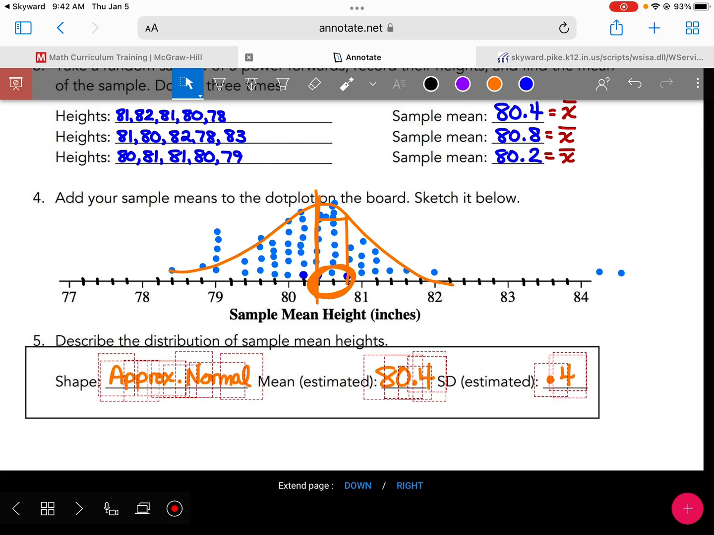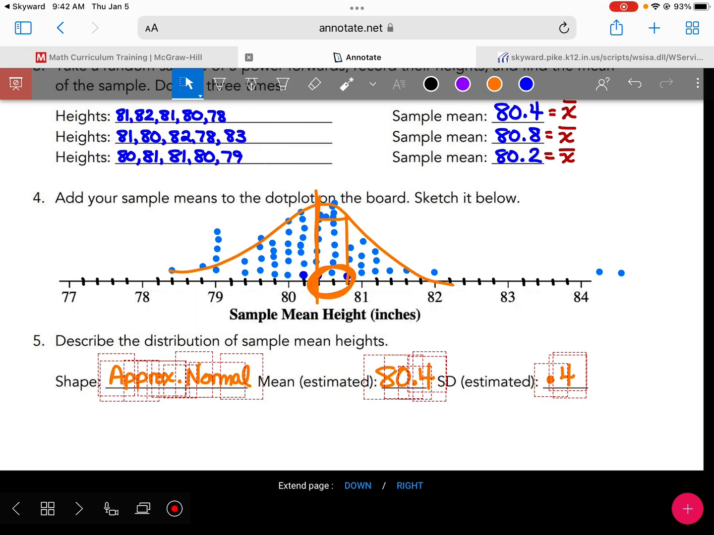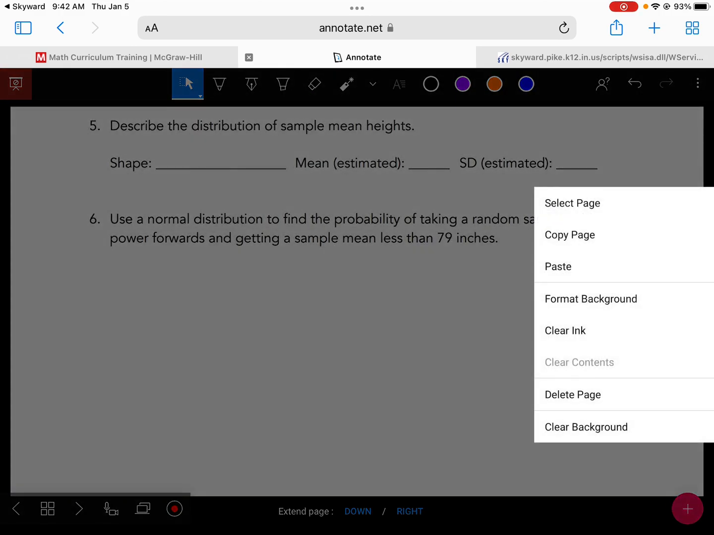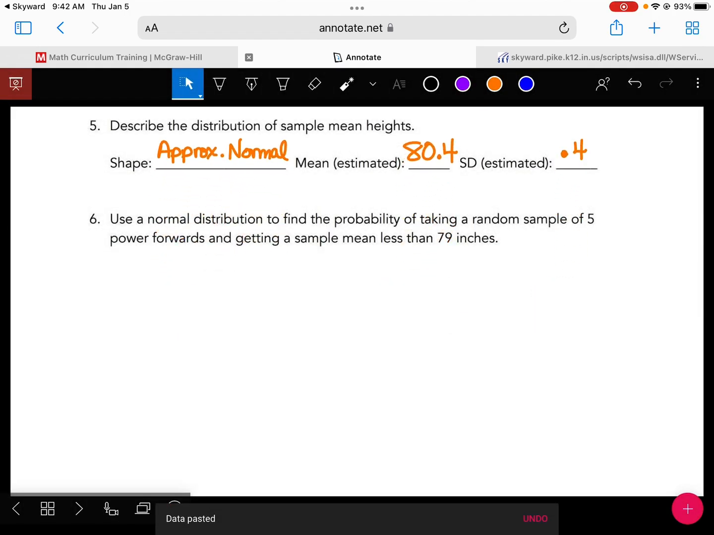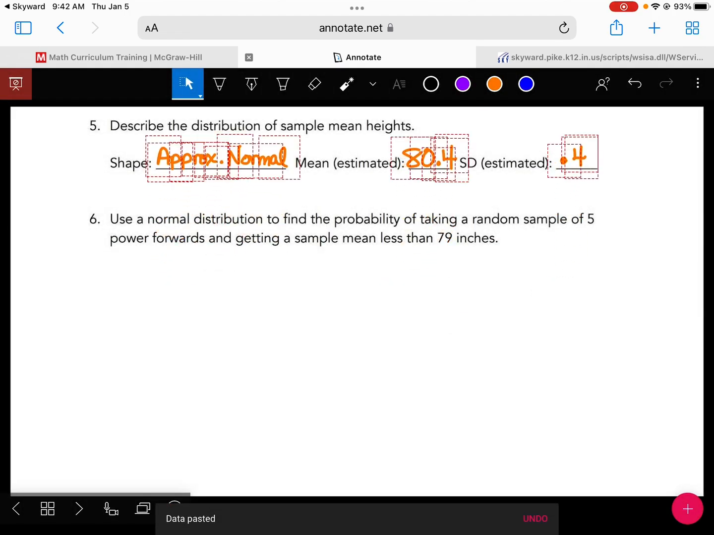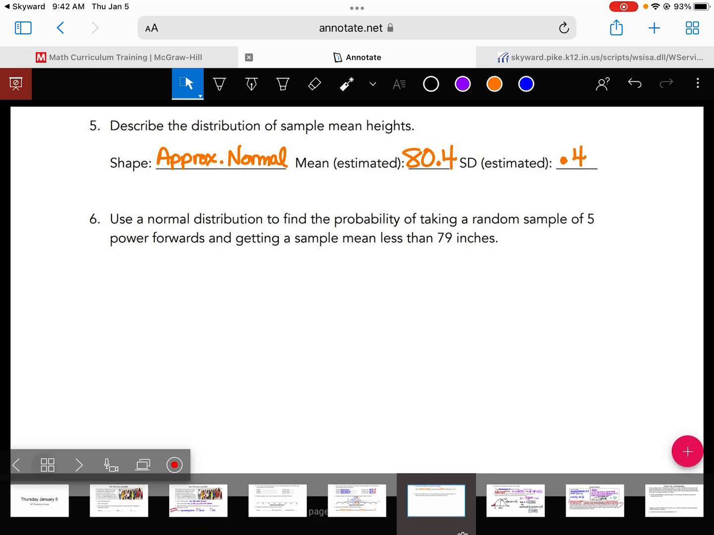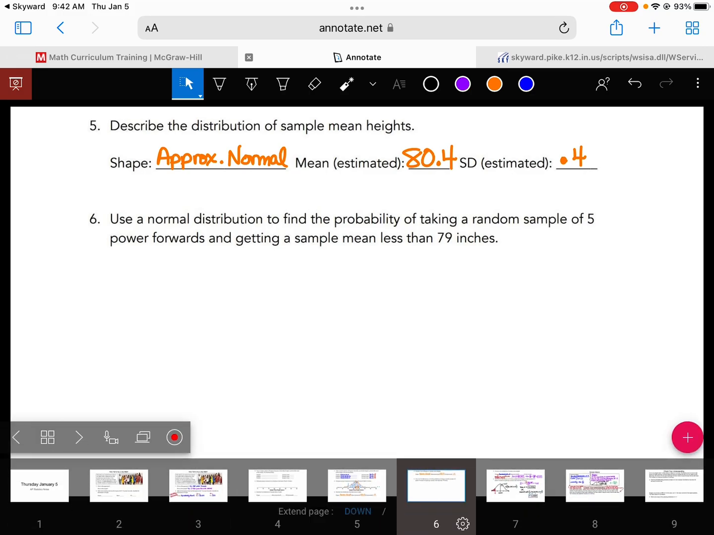All right. Let's come here. I'm going to paste in what we have here. Use a normal distribution to find the probability of taking a random sample of 5 power forwards and getting a sample mean of less than 79 inches.